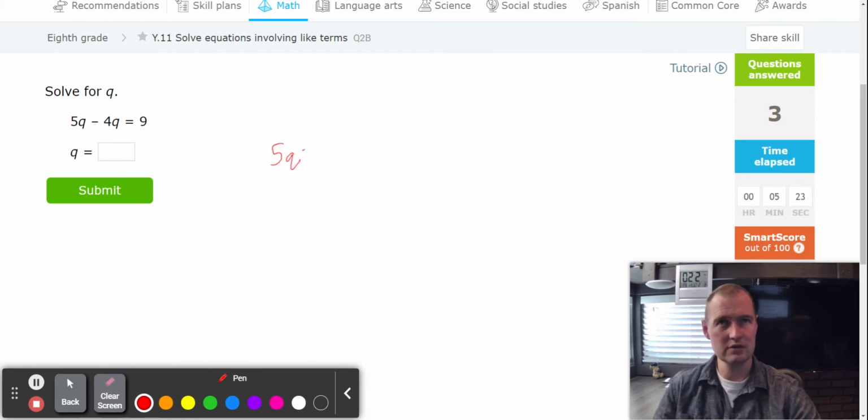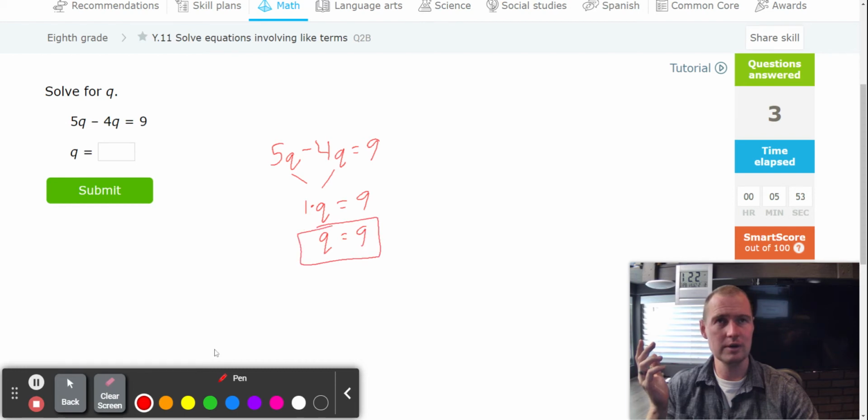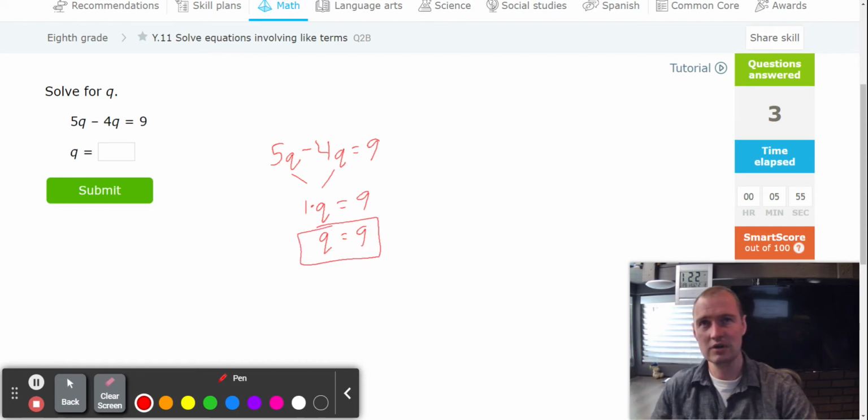So we got 5q minus 4q equals 9. Well, combine like terms. We have a 5q minus a 4q, which gives us 1q equals 9. Well, 1 times q doesn't do anything. So if I multiply 1 times your bank account, let me think. 1 times your bank account, you're getting rich, you're getting rich, you're getting rich. Oh, it's still your bank account. So 1 times q is just q equals 9. The 1 doesn't do anything. Multiplying by 1 keeps the same thing going. So q is 9.